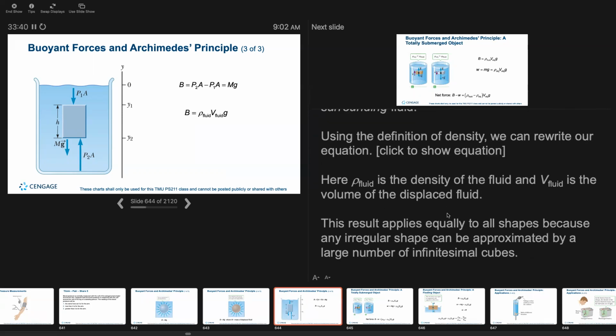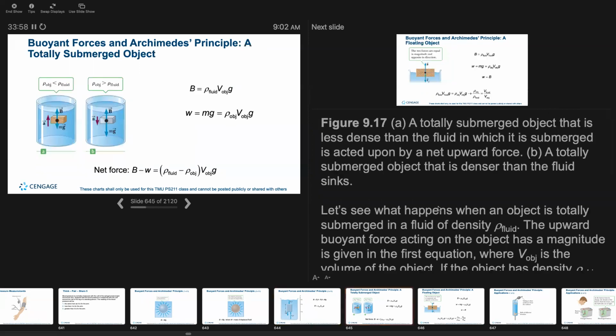Using the definition of density, we can rewrite our equation. Here, rho fluid is the density of the fluid, and V fluid is the volume of the displaced fluid. The result applies equally to all shapes because any irregular shape can be approximated by a large number of infinitesimal cubes.